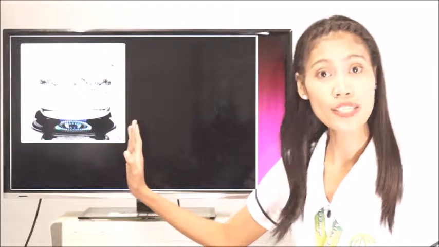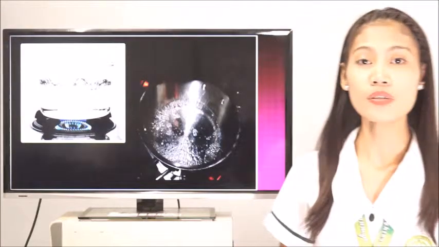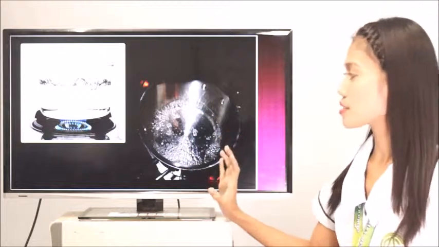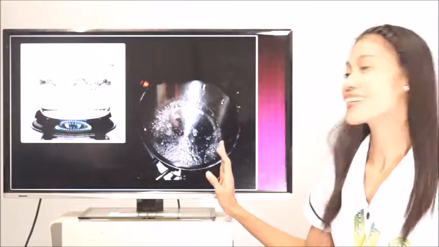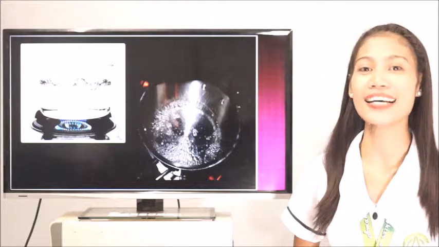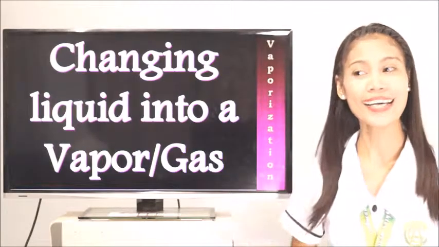Notice that when the water starts to boil, bubbles will appear. But if you will notice, the water in the pan decreases. It decreases because the water already evaporates or turns into gas. So vaporization is the process of changing a liquid into a vapor or gas.